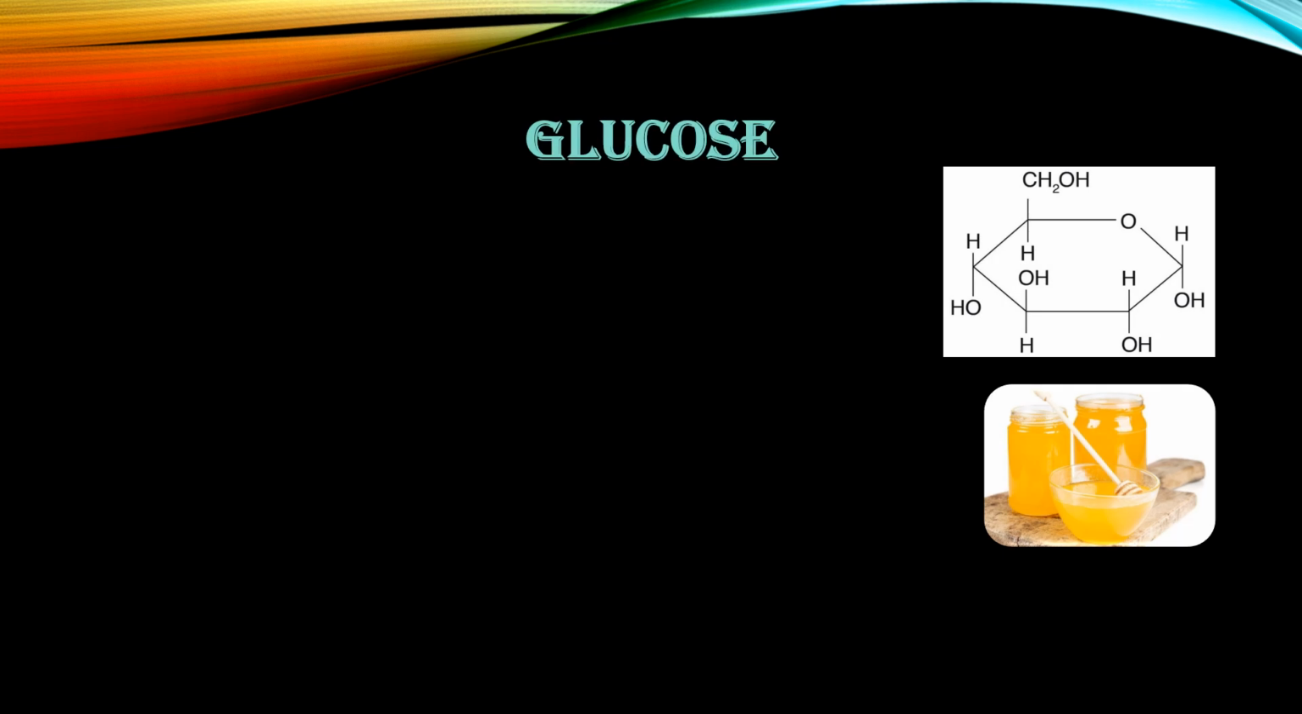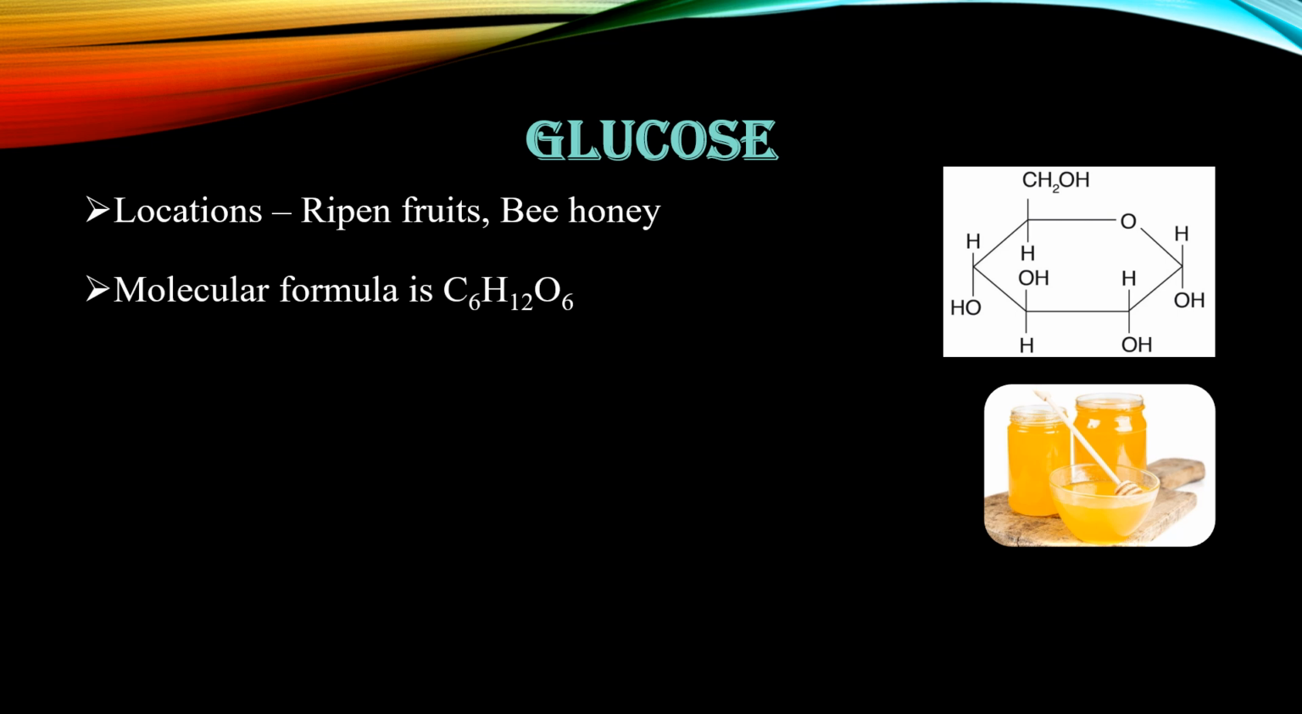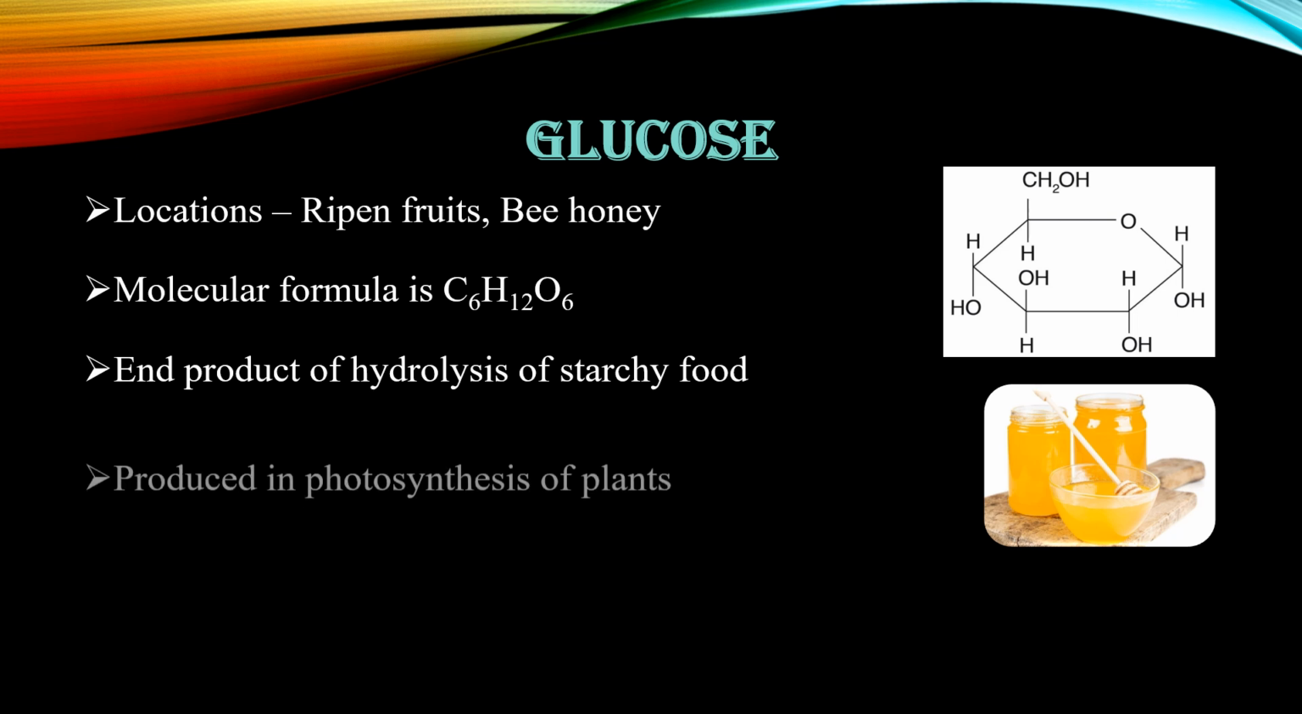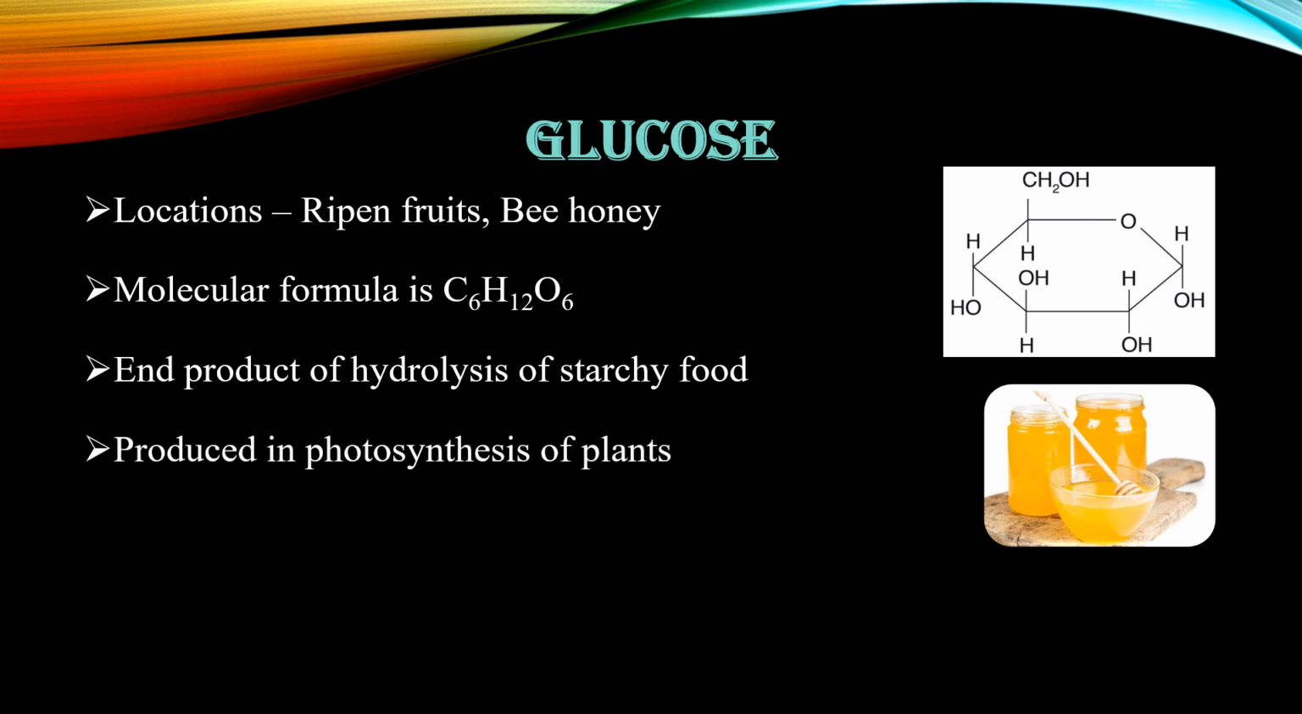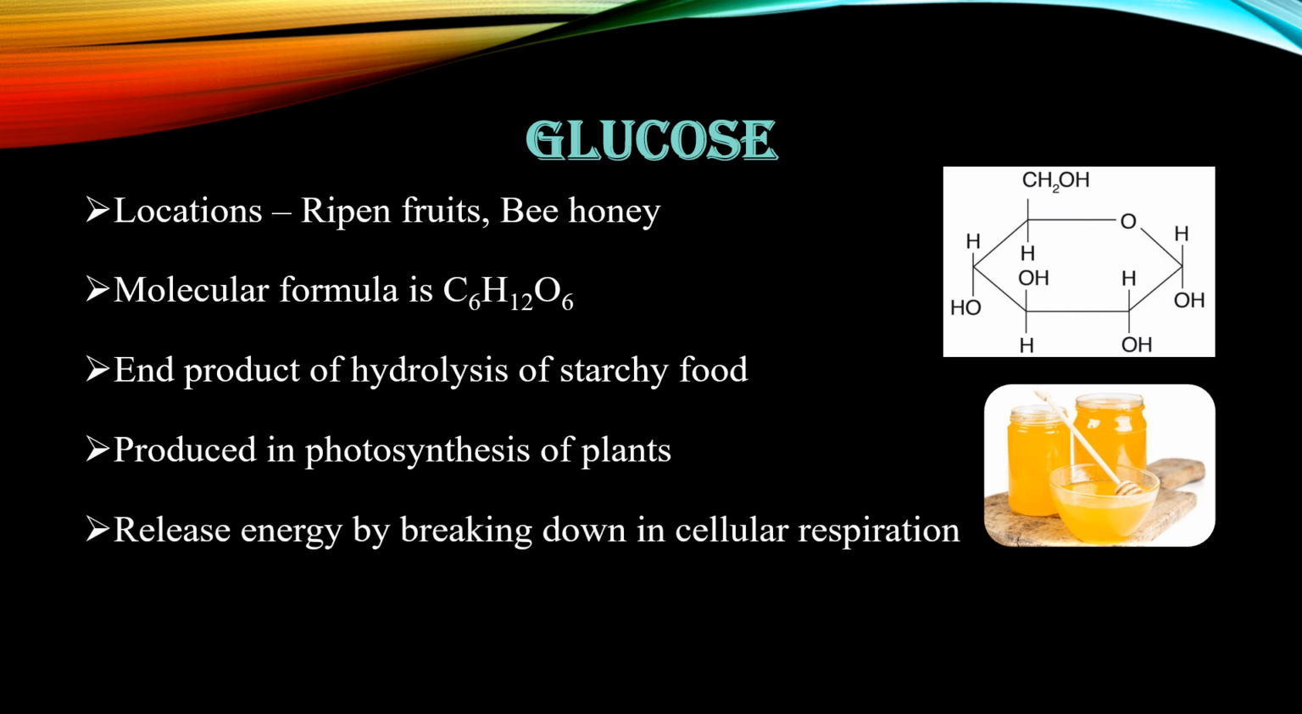Glucose. As you can see in this diagram, glucose has a simple molecular arrangement. You can find glucose in ripened fruits and bee honey. Molecular formula of glucose is C6H12O6. The end product during hydrolysis of all starchy food is glucose, and this glucose is absorbed into blood. Plants produce glucose during photosynthesis process. Energy is released during the breakdown of glucose in cellular respiration, so we can call glucose a good energy source.